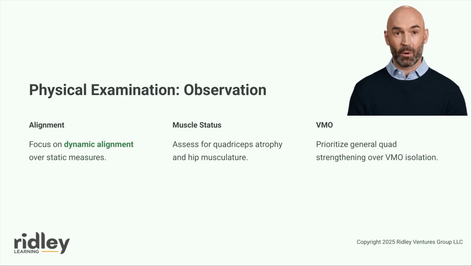Quadriceps muscle bulk should be assessed visually and through circumferential measurement, as atrophy indicates chronic disuse or inhibition that requires targeted rehabilitation. The vastus medialis obliquus has received particular attention historically, though current evidence suggests that general quadriceps strengthening is more important than selective vastus medialis training. Hip musculature should also be inspected, as gluteal atrophy may indicate proximal weakness contributing to aberrant lower extremity mechanics.